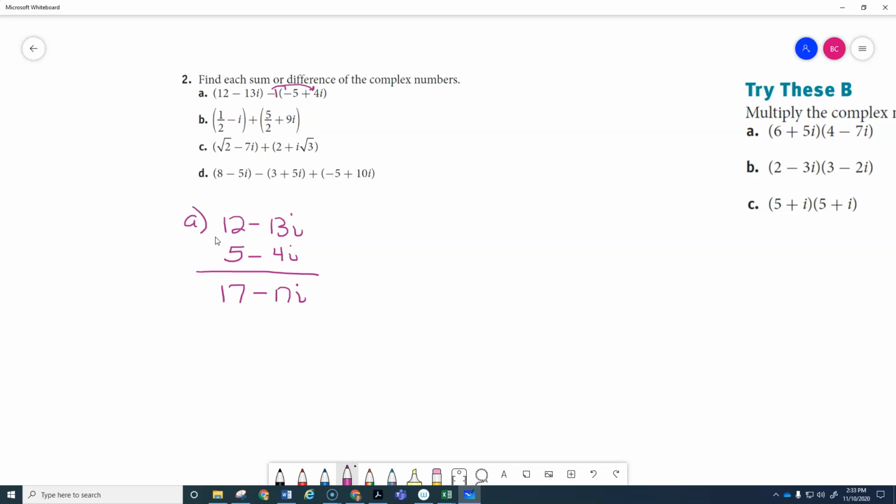Okay, if it's a plus, you just put it together. That's 1/2 plus 5/2. That's 6/2. 6/2 is 3. Minus 1 plus 9. That's +8i. Oh, goodness.